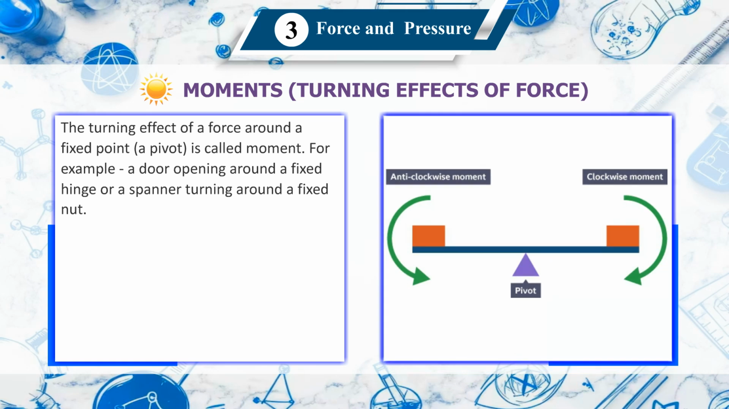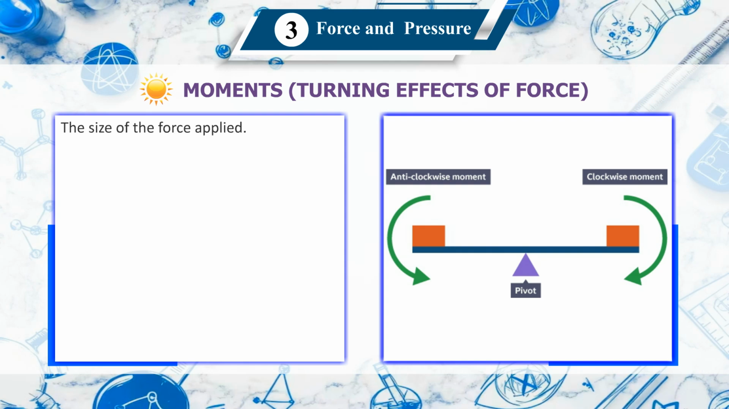The turning effect of a force around a fixed point, a pivot, is called moment. For example, a door opening around a fixed hinge or a spanner turning around a fixed nut. The size of a moment depends on two factors: the size of the force applied, and the perpendicular distance from the pivot to the line of action of the force.